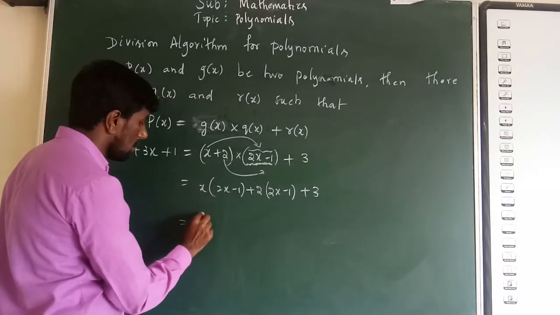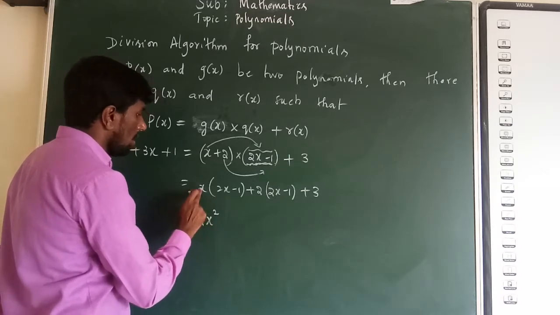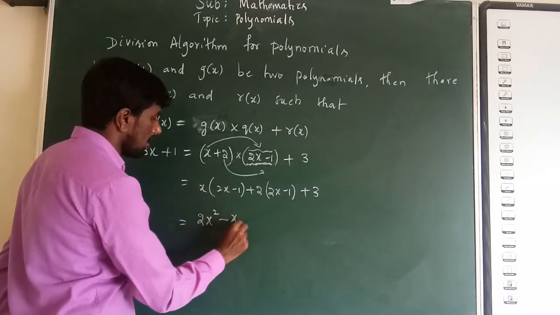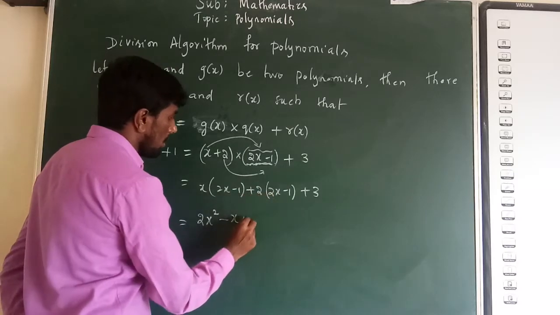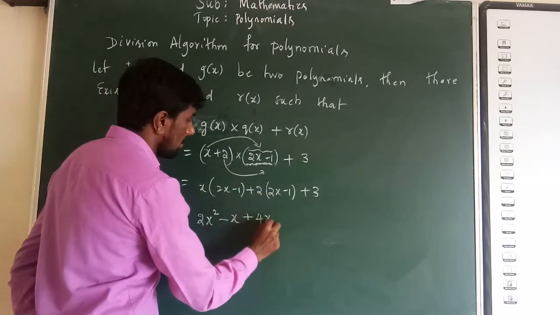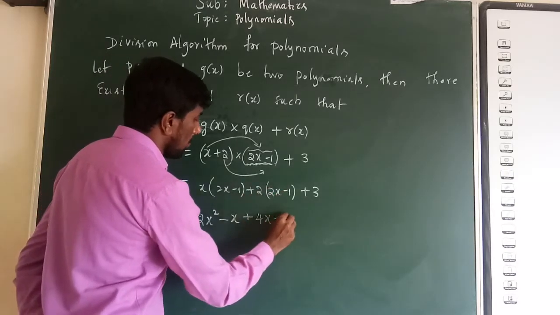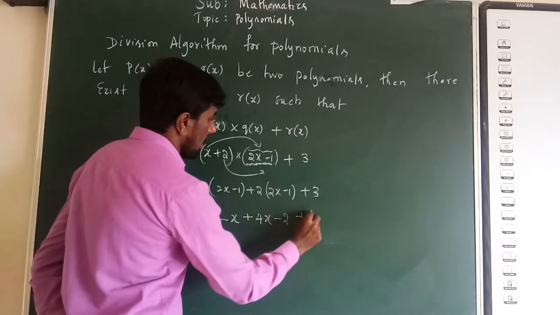X into 2x, 2x square. X into minus 1, minus x. Plus 2 into plus 2x, plus 4x. Plus 2 into minus 1, minus 2. Done. Plus 3 as it is.